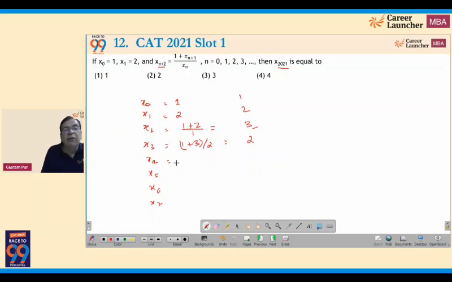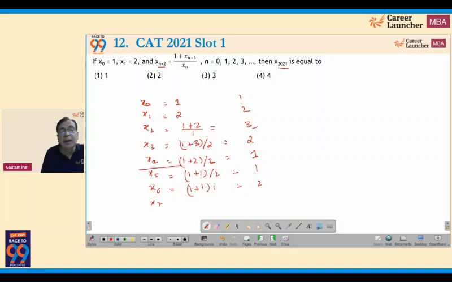X4 will be 1 plus the previous term, 2, divided by the term before that, 3. So 2 plus 1, 3 by 3, which is 1. Okay. X5 is 1 plus the previous term, 1, divided by the term before that, 2, which is equal to 1. Can you see a pattern? Okay, let me do one more. 1 plus 1 divided by 1 is equal to 2.